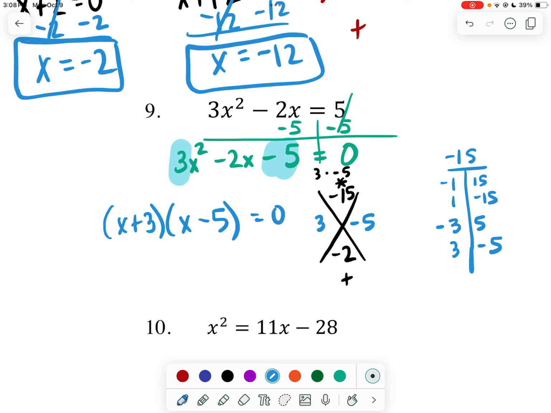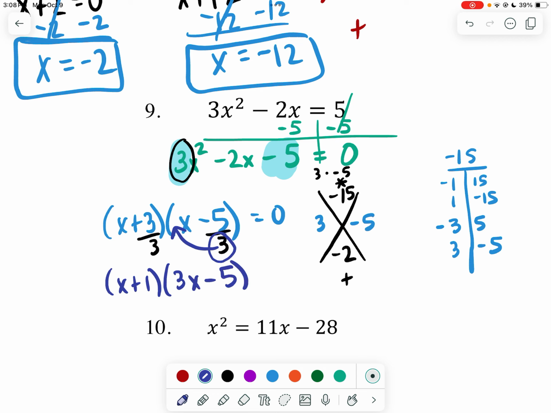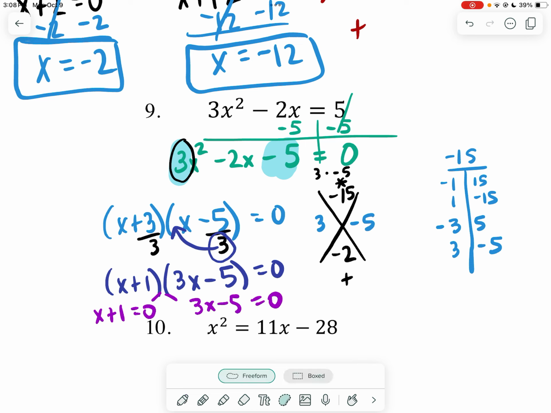But again, I'm not just going to set these equal to 0 yet because I started with a number out front and I never divided it. So now I have to divide it. So here I have x plus 1, and then this 3 I'm going to wrap up front. So that's 3x minus 5. Now you can go ahead and branch those out. So x plus 1 equals 0, and 3x minus 5 equals 0. I'm going to shrink this up because I wrote a little bit too big.